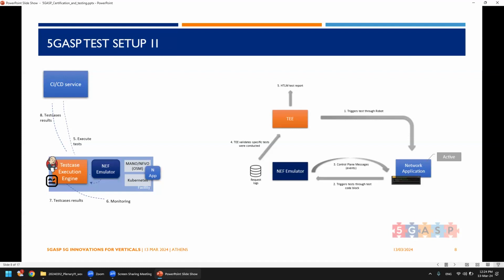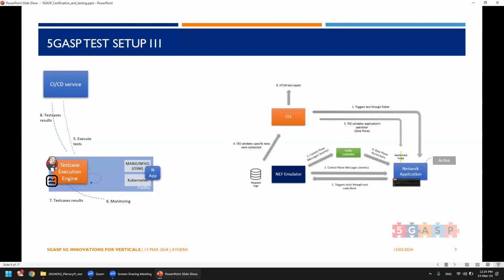So it has to offer a specific northbound interface so the test execution engine can trigger specific interactions with the NEF. And once these interactions are performed, then this reporting API, as was introduced in the previous presentation, captures these requests and validates towards the test execution engine that these interactions actually happened and the tests were successfully performed.